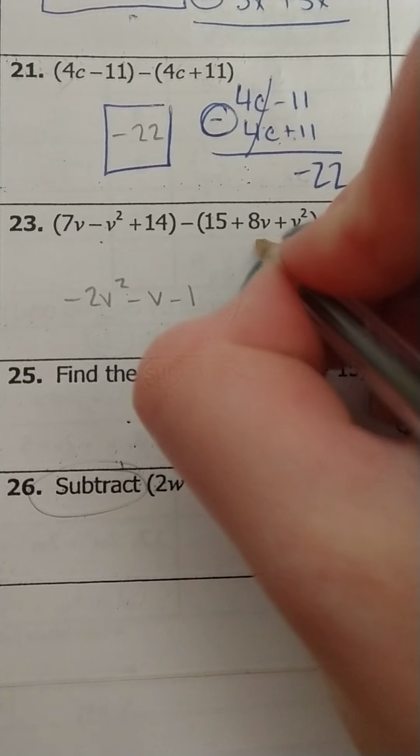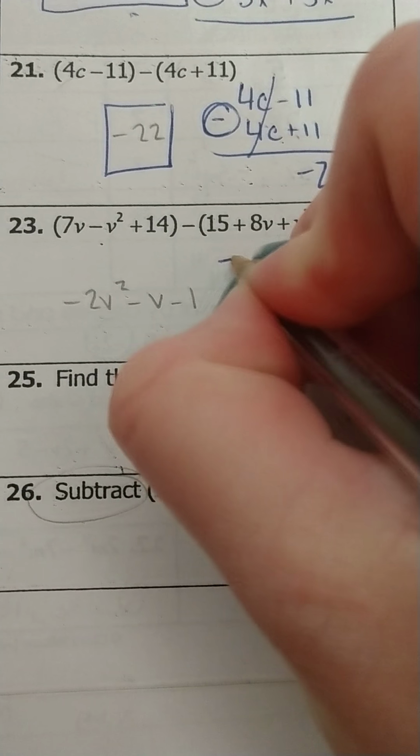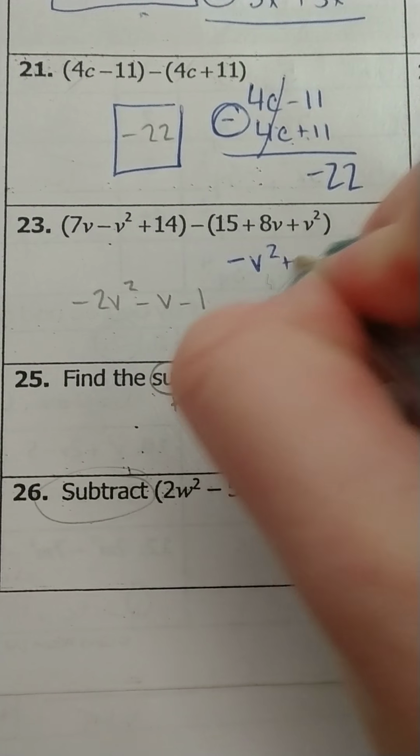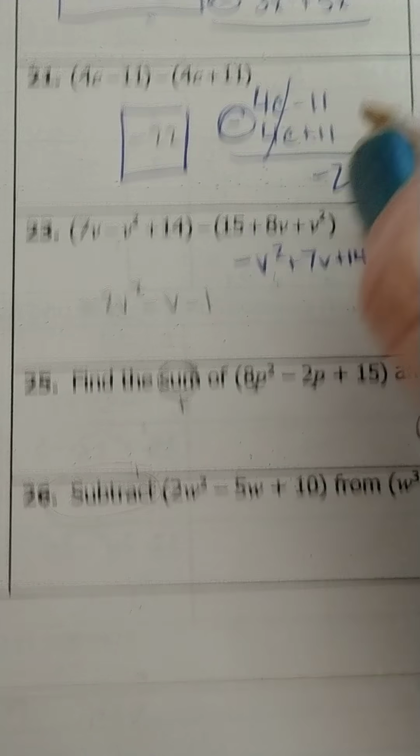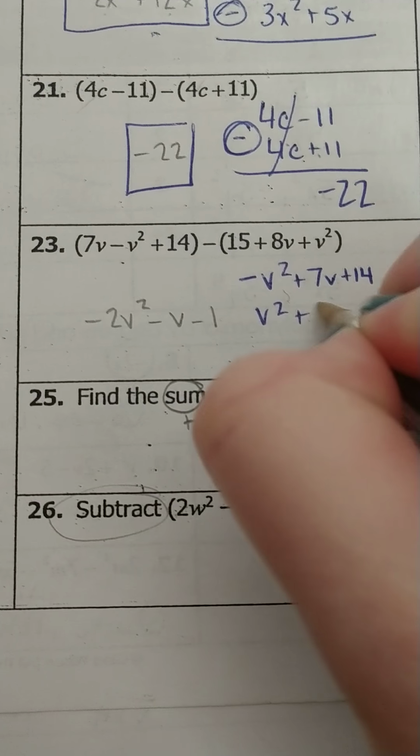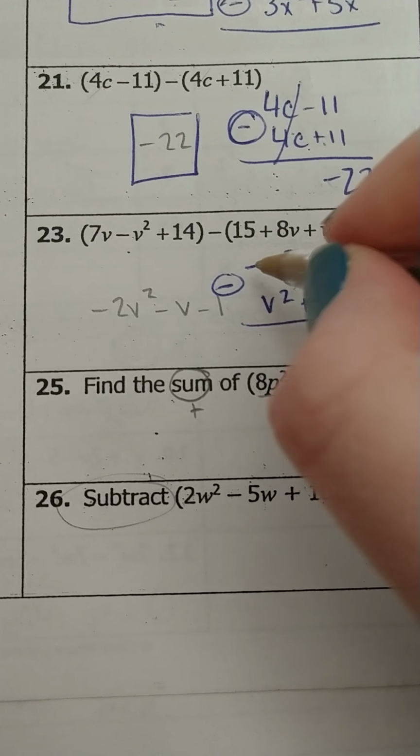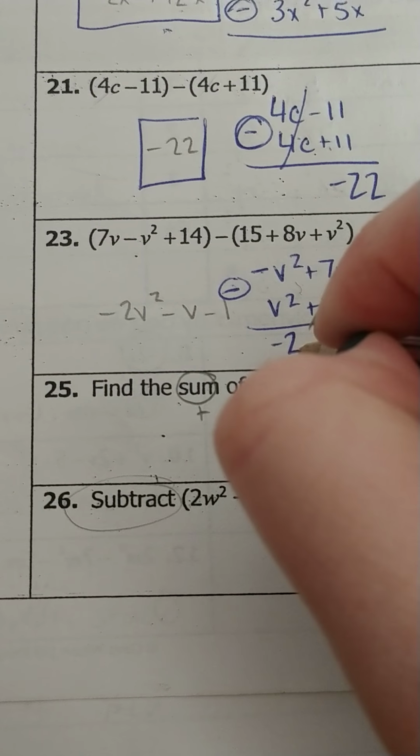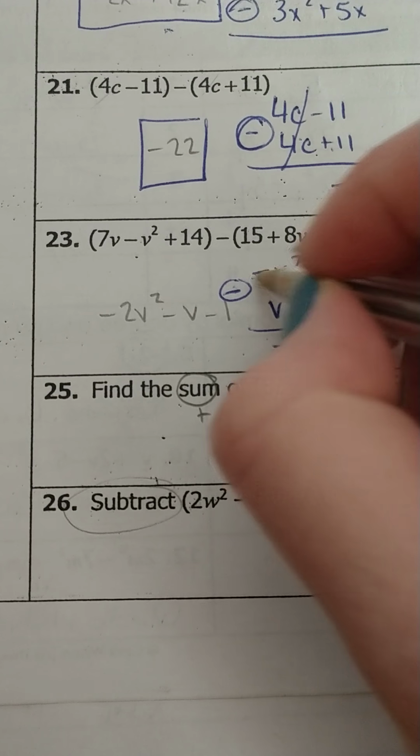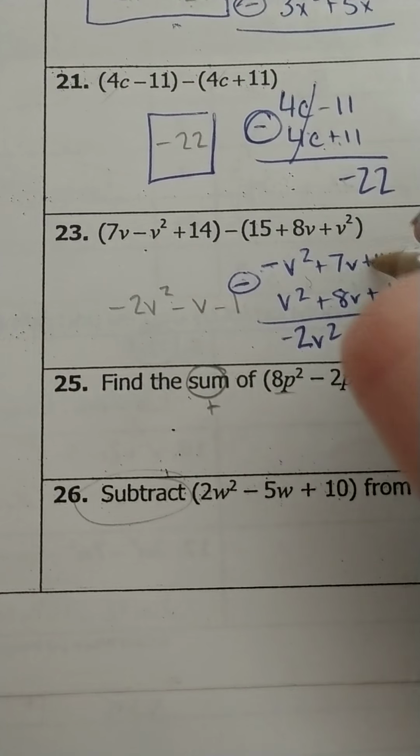23, not in standard form, so I'm going to adjust them as I go. Negative v squared plus 7v plus 14 over v squared plus 8v plus 15. And then we are subtracting. Negative 1 minus 1 is a negative 2, v squared. 7 minus 8 is a negative v, and 14 minus 15 is a negative 1.